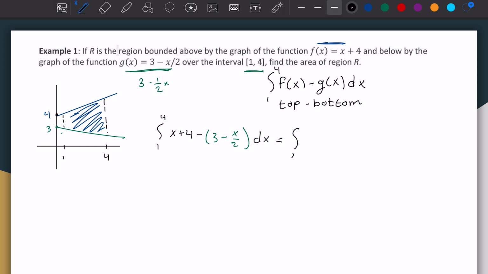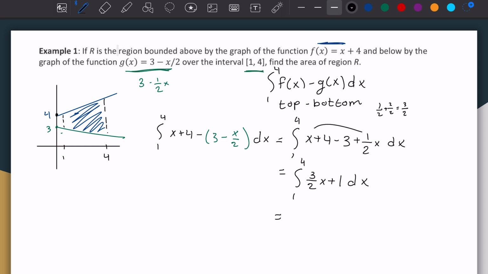dx. Just simplify to x plus 4 minus 3 plus, you can just go ahead and change that to 1/2 x dx. We'll go ahead and combine like terms, which is then just going to be the integral from 1 to 4, and then we'll combine these two, 1 plus 1/2 gets us to that 3 over 2. 3 over 2 x plus 1 dx. Go ahead and find the antiderivative of that.